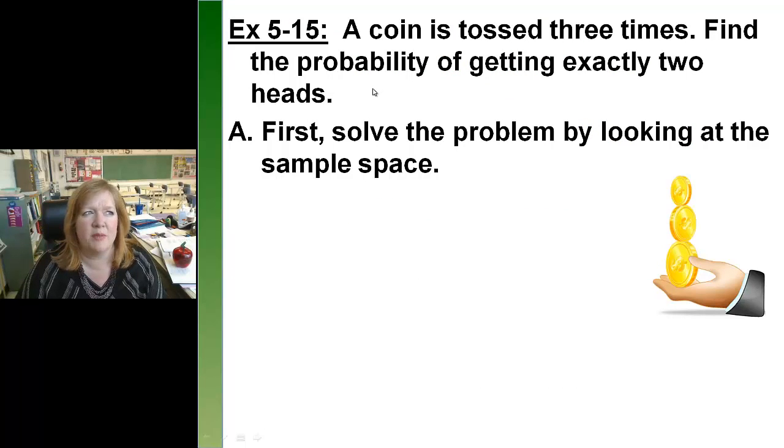So let's look at the first one. Coin toss 3 times. Find the probability of getting exactly 2 heads. The way you have done this before is by looking at the sample space.